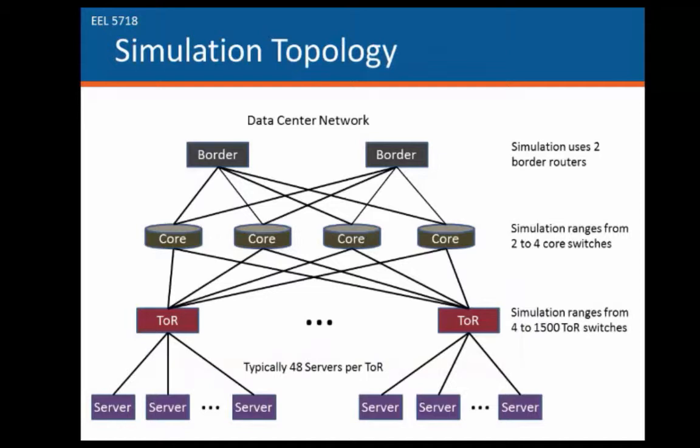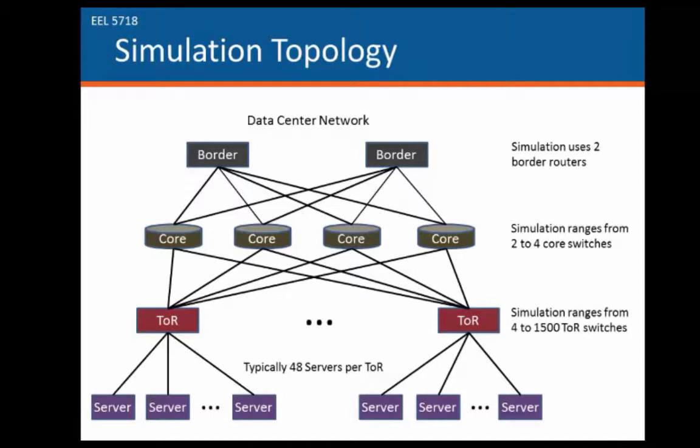Once you have the nodes built, we will work on the data center network topology. This slide shows the topology that both Marcio and Jake have described earlier. For the simulation, we will always be using 2 border routers. Over various iterations of the simulation, we'll vary the number of core switches from 2 to 4, and we'll also vary the top of rack switches from 4 to 1500.